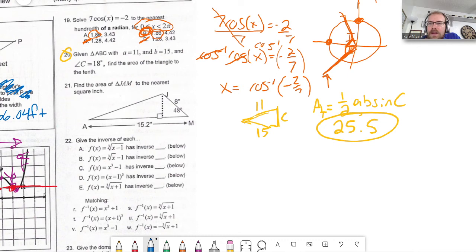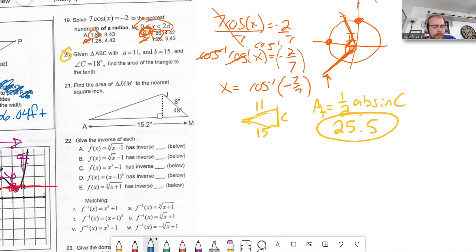21. Find the area of JAM to the nearest square inch. Again, finding the area of a triangle. Man, this program is really coming in handy. So I have JAM. I have a side length here. I have a side length here. And I have an angle in between. Look, I'm going to use the exact same formula. Oh my gosh. Just going to launch that program again.